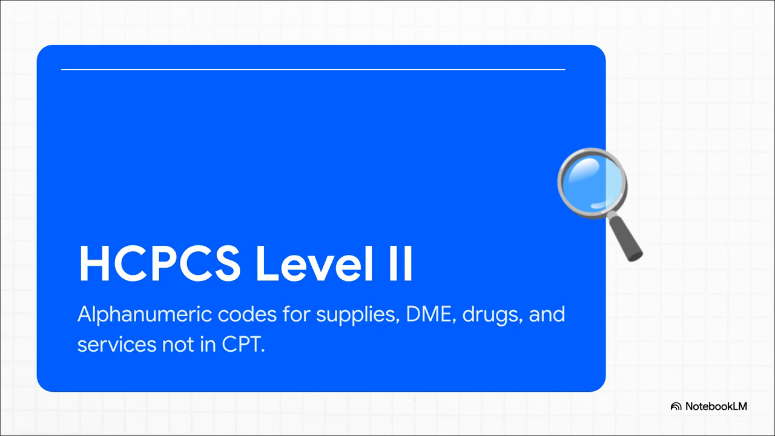If CPT is all about what the provider did, the actual service or procedure, HCPCS Level 2 is all about what was supplied. Think durable medical equipment, injectables, prosthetics, the tangible stuff. These are alphanumeric codes, meaning they always start with a single letter from A to V, followed right up by 4 digits. Basically, this is your what was supplied rulebook.